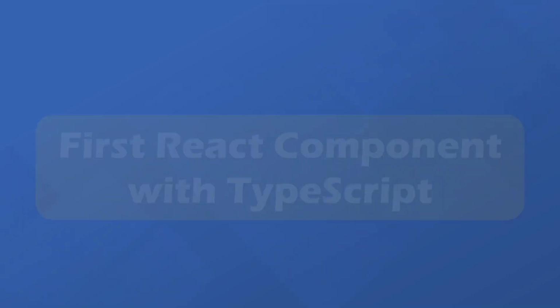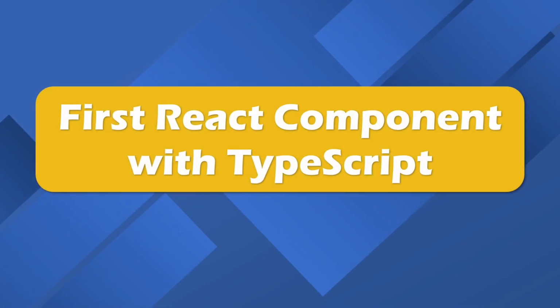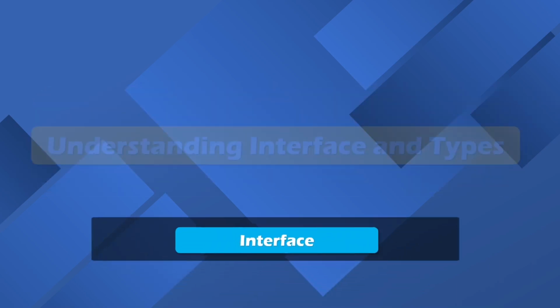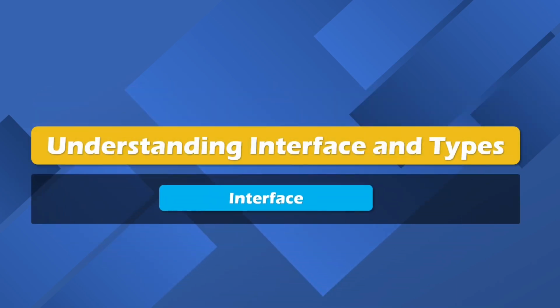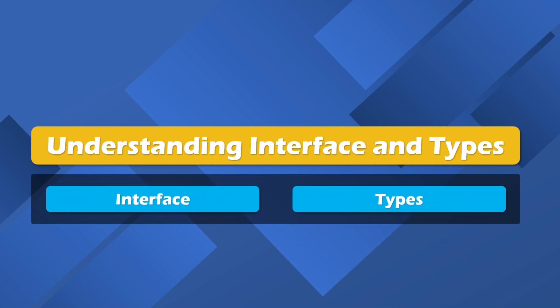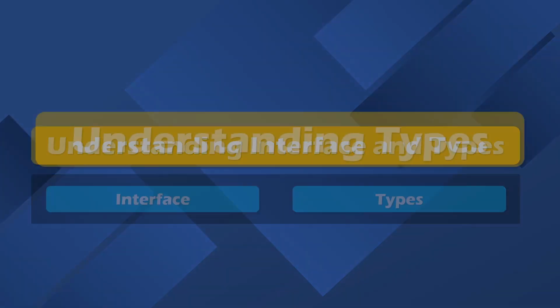Today we are going to create our first React component with TypeScript. So before we dive into creating the component, we need to have a basic understanding of interface and types. Why do we need to understand interface and types? In TypeScript, we have two options for defining types of objects or data. It's basically through interfaces or types. So let's look at some code examples and then we'll come back to it.